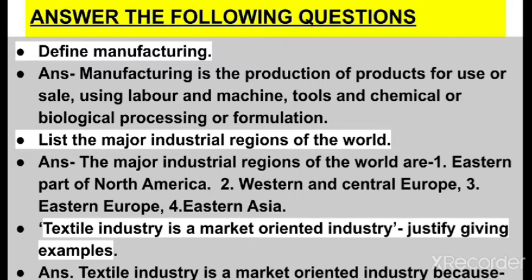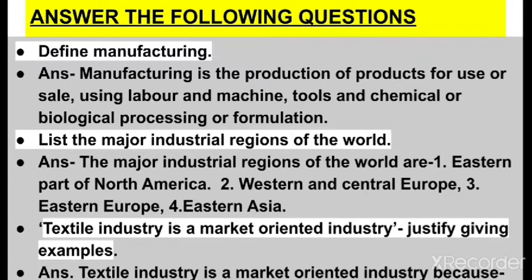Second question, list the major industrial regions of the world. So you'll write, the major industrial regions of the world are eastern part of North America, western central Europe, eastern Asia.